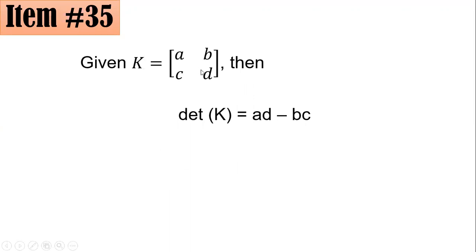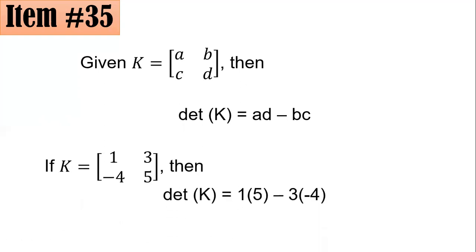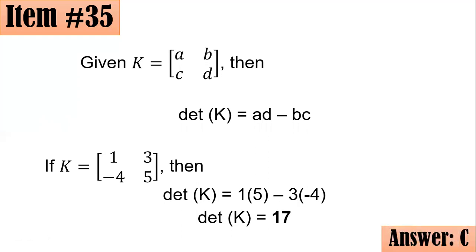The number in the upper left times the lower right, and subtract it with the product of the lower left and the upper right. That's why you have AD minus BC. So since this is the given matrix, for the determinant, just multiply 1 times 5, and subtract it with the product of negative 4 and 3 here. And that becomes 5. Negative 3 times negative 4 is plus 12. So it's 5 plus 12, which is 17, letter C.